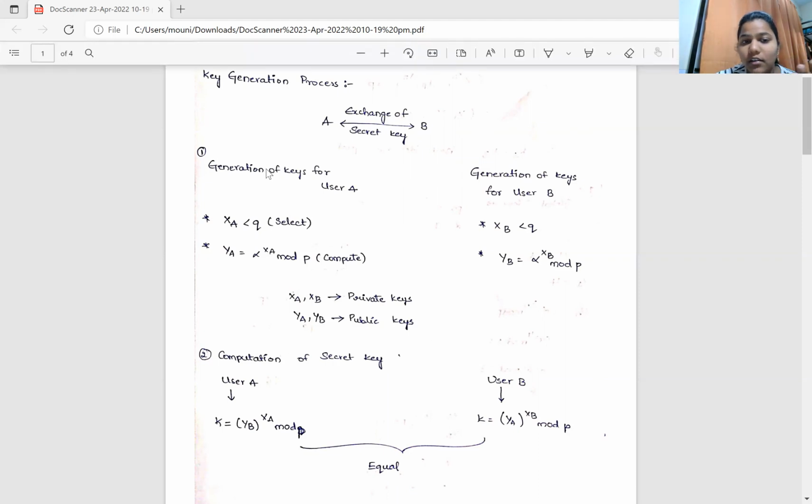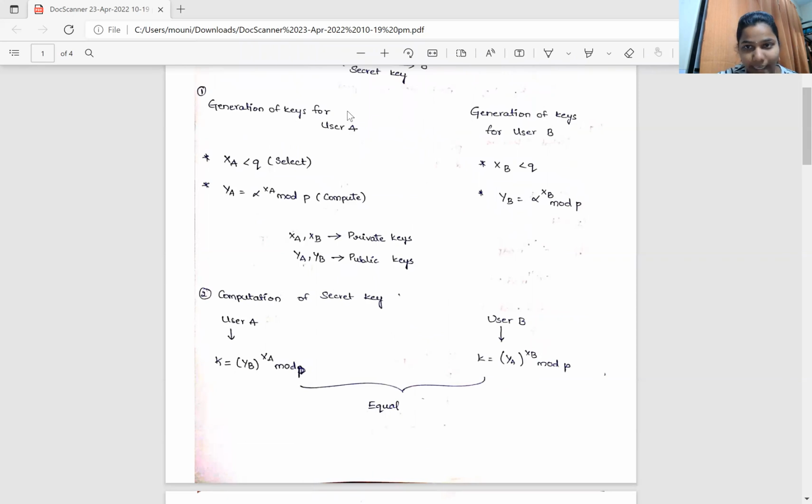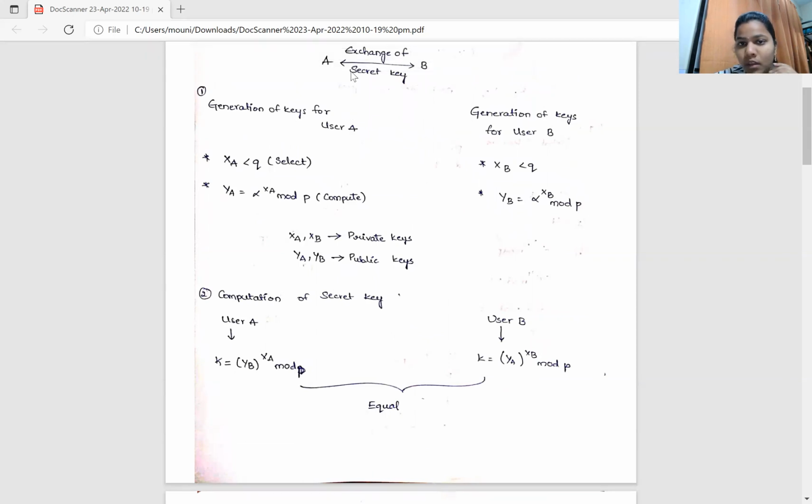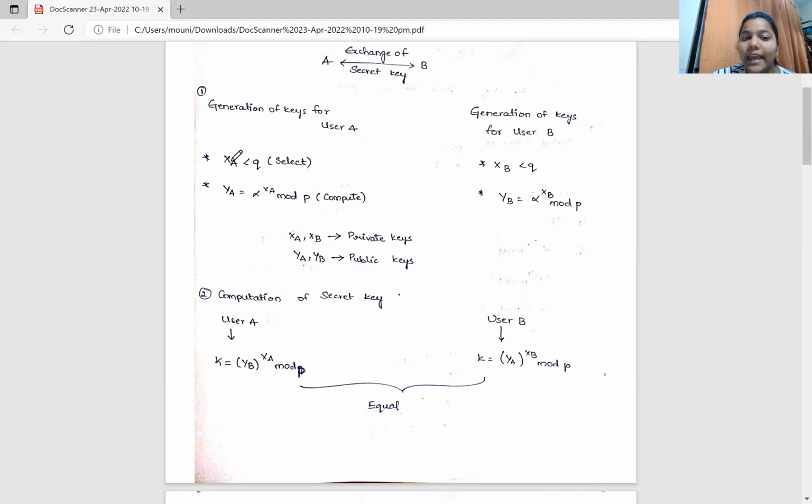Now let's see the generation of keys for user A and generation of keys for user B. As I told, Q is a prime number here we are considering. XA is a private key. Here we are going to select a private key randomly, a random number. And similarly on the B side, we are going to select a random number XB.